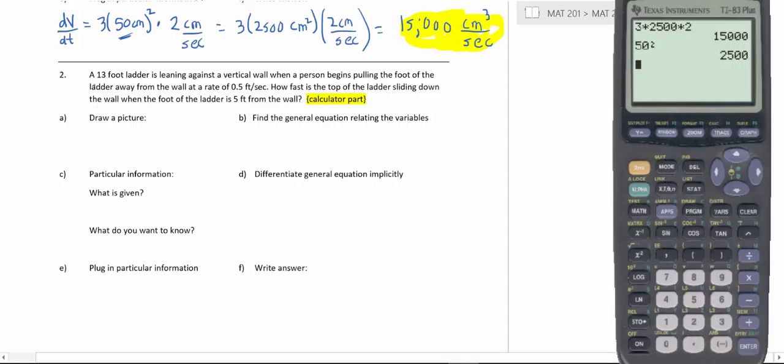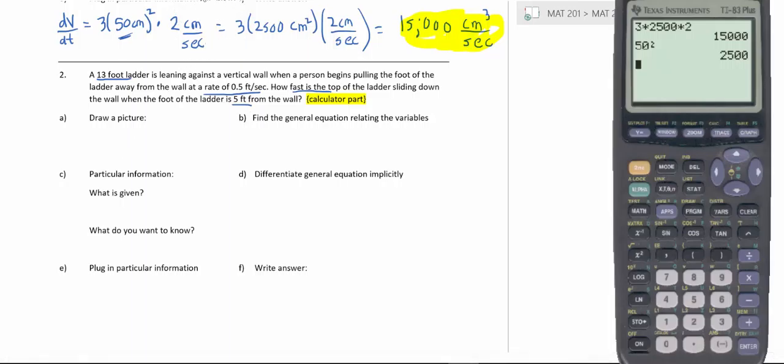This one says a 13-foot ladder is leaning against a vertical wall. A person begins pulling the foot of the ladder away from the wall at a rate. So we got that piece, and we do have a rate. The question is how fast is the top of the ladder moving when the ladder is 5 feet from the wall? So we are finding a rate. The first thing to do is draw a picture.